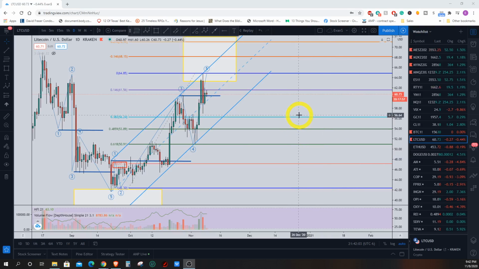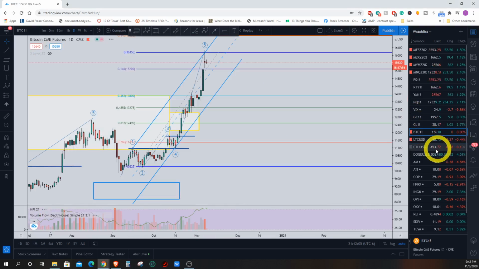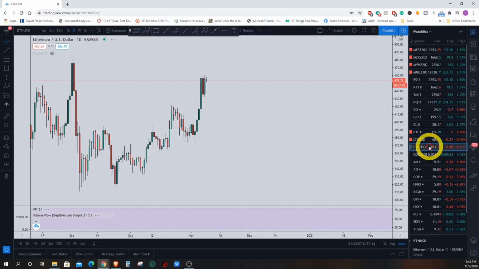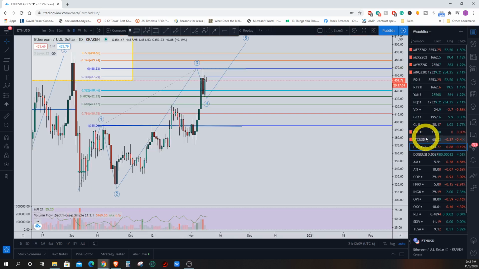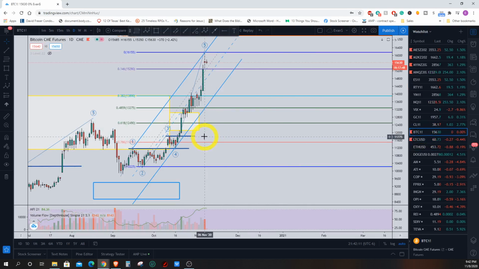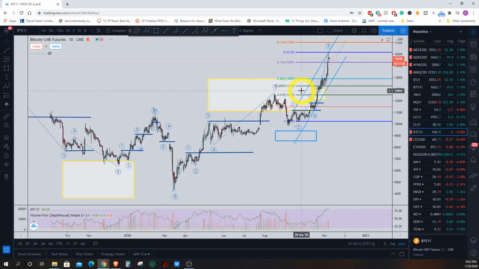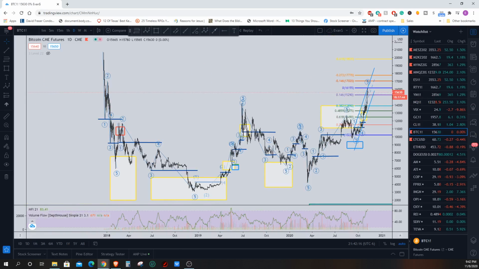Real quick, want to go over Bitcoin and Litecoin here. Yeah, and Ethereum for a second as well. So, starting off with Bitcoin, I just want to back up here real quick because, as you can see, all these moves up and down until this became a futures contract way back here in December of 2017.